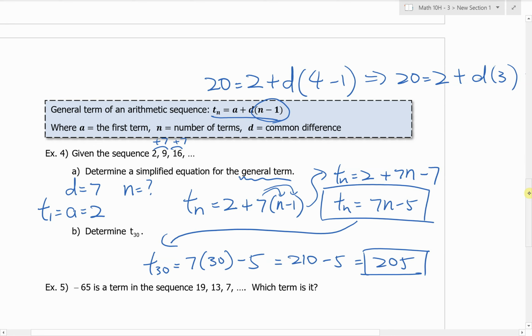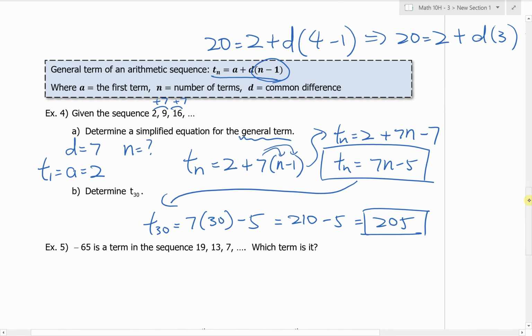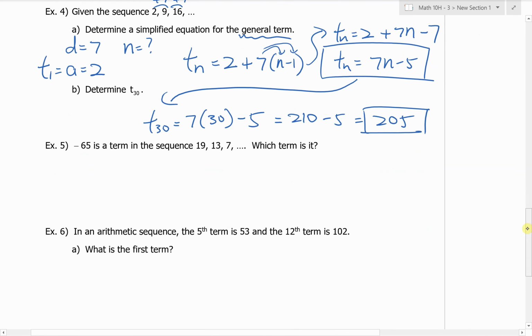Okay, so I'm going to stop here for a bit. You can pause the video, take a look, read over the notes or whatnot. Try example number 5 and see if you can figure it out.